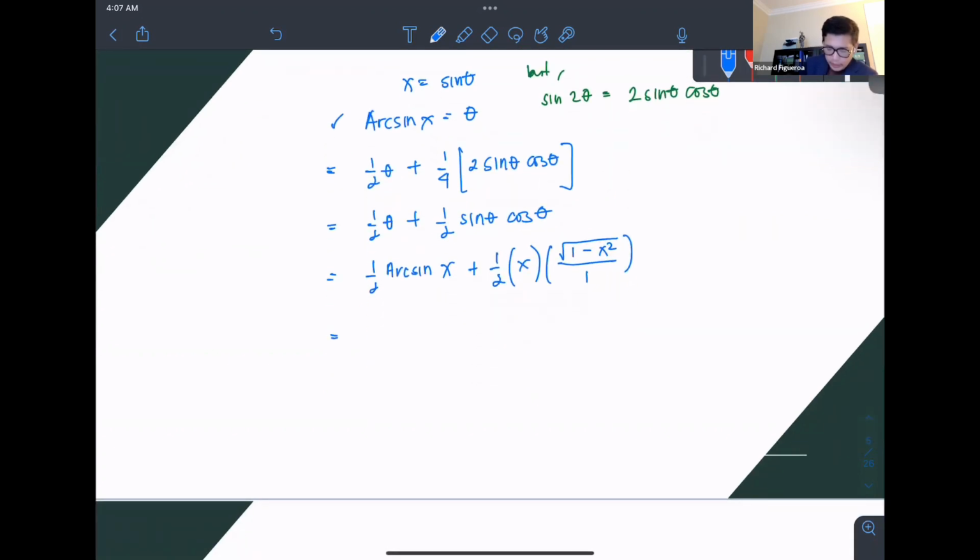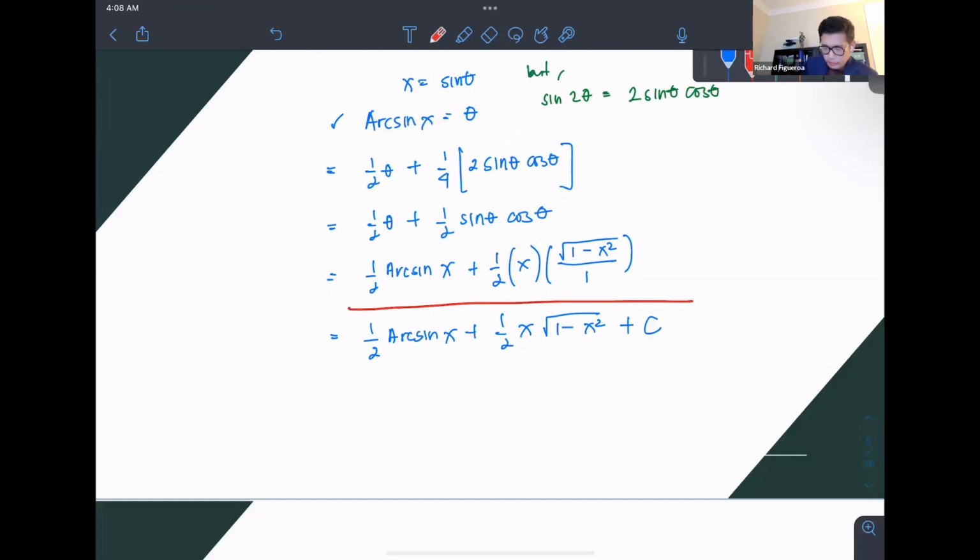In short, our final answer is that the integral will be 1/2 arc sine of x plus 1/2 x times the square root of 1 minus x squared plus c. So that's how we get the integral using trigo substitution.